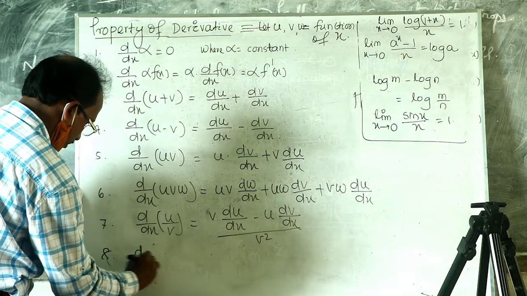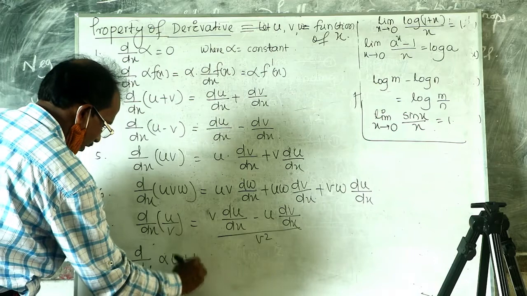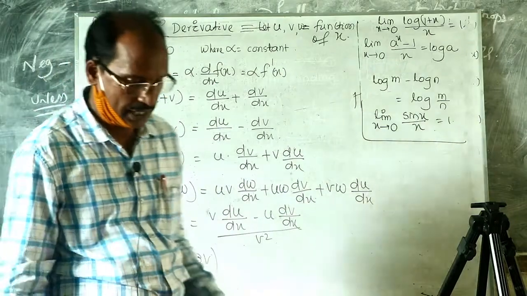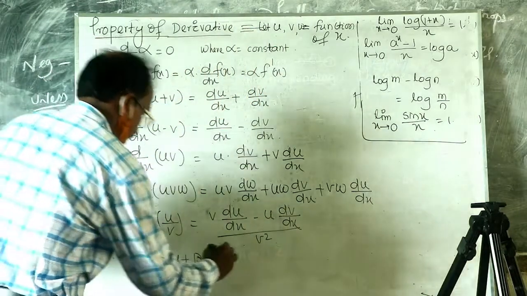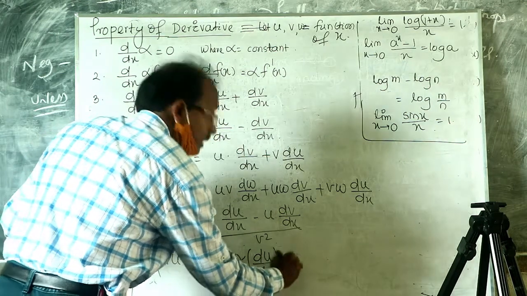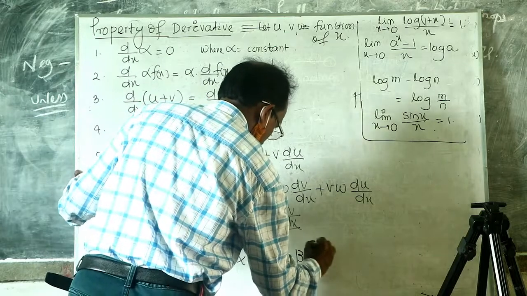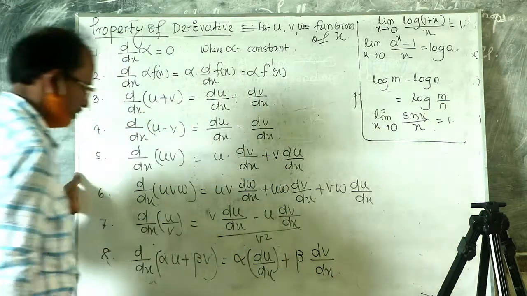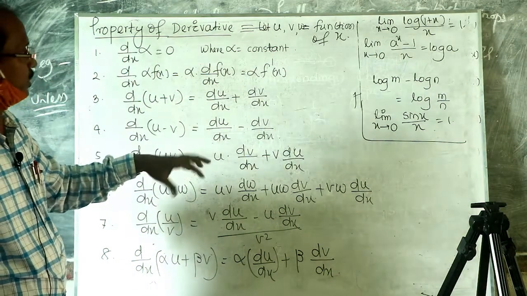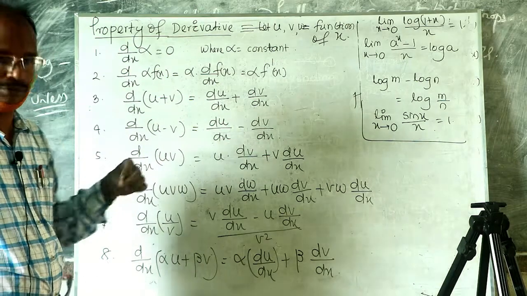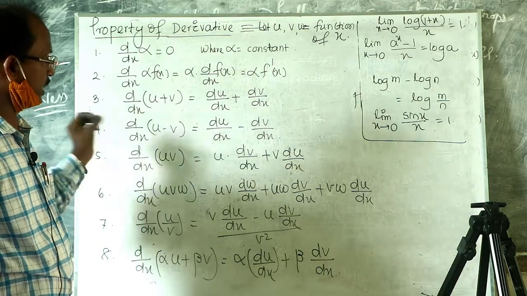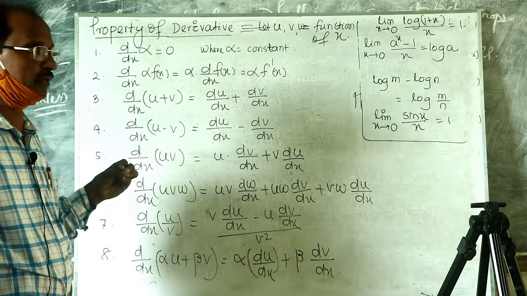Then derivative of alpha u plus beta v, where alpha and beta are constants, is equal to how much? Alpha into derivative of u plus beta into derivative of v. We shall use these formulas and properties to find the derivative of functions. Next class we shall read the details of how to find the derivative of functions.